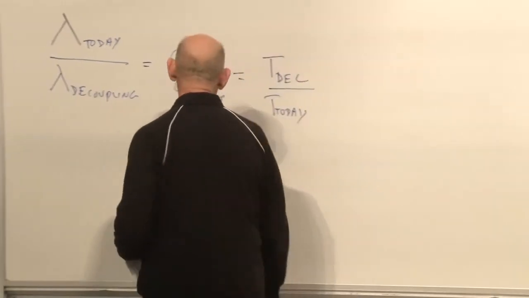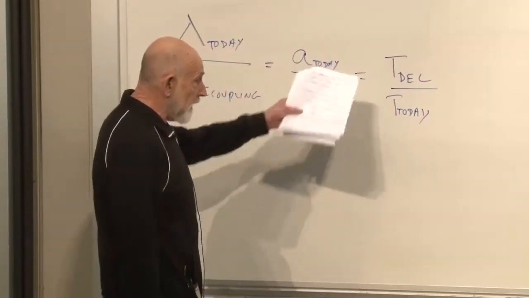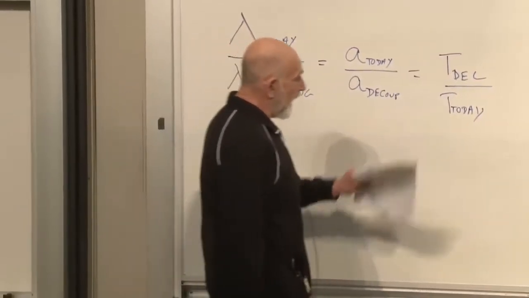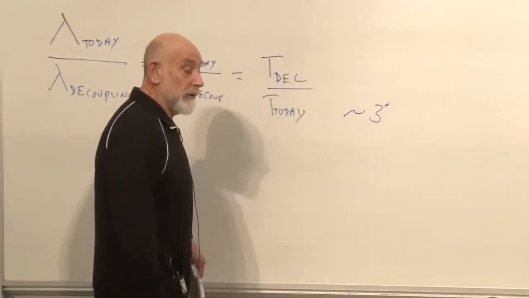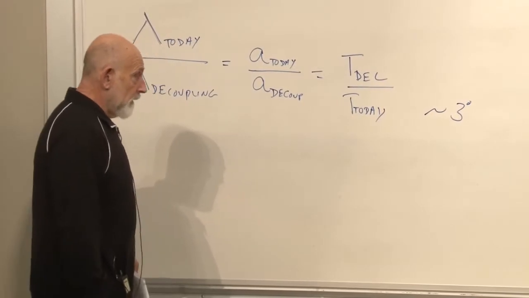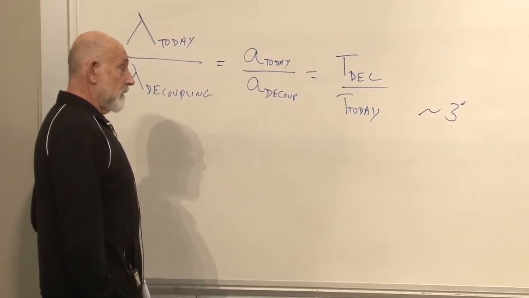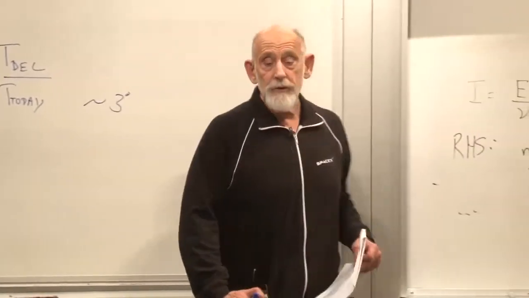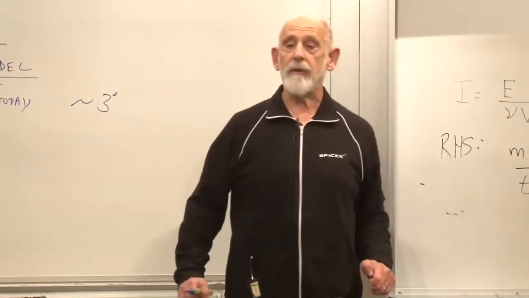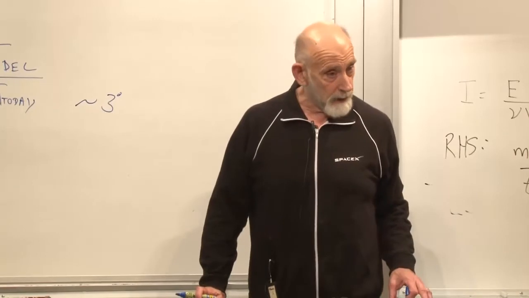And this is the ratio of the temperature today to the temperature at decoupling. The temperature today is about 3 degrees, 3 degrees Kelvin. And it's an interesting question: what can we say about the temperature at decoupling?